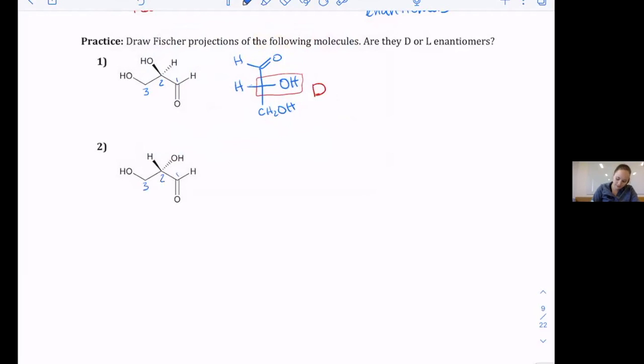1, 2, 3. Okay, so now at carbon 2, the oxygen was going back, but now we have to spin it towards us. So the oxygen would be on the left side, hydrogen on the right side. Looking at that, furthest chiral carbon from the carbonyl, it's on the left side, so we have the L enantiomer. Okay, so that's our chiral molecules, and we'll get into chiral monosaccharides in our next section.